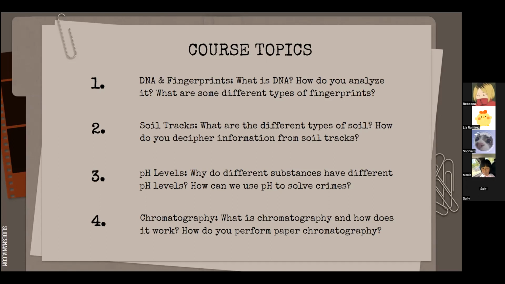And then we're going to go to pH levels, so what makes something acidic or basic or neutral, and how can we use that to solve crimes? Because I think a lot of us think of pH and we're like, ah, yes, chemistry class, right? But pH is very useful, especially with unknown substances in crimes.